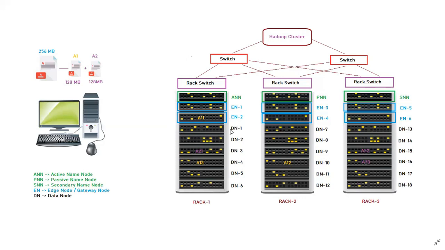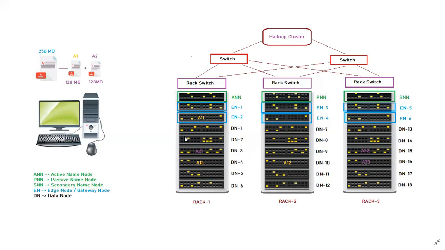Let us say in data node 1, the first block got stored, and then the second replica, A12, is stored in data node 10. The third replica is A13. Only one block is stored in three places. And if you see, all three are not stored in a single rack. That is one of the beauties of rack awareness.